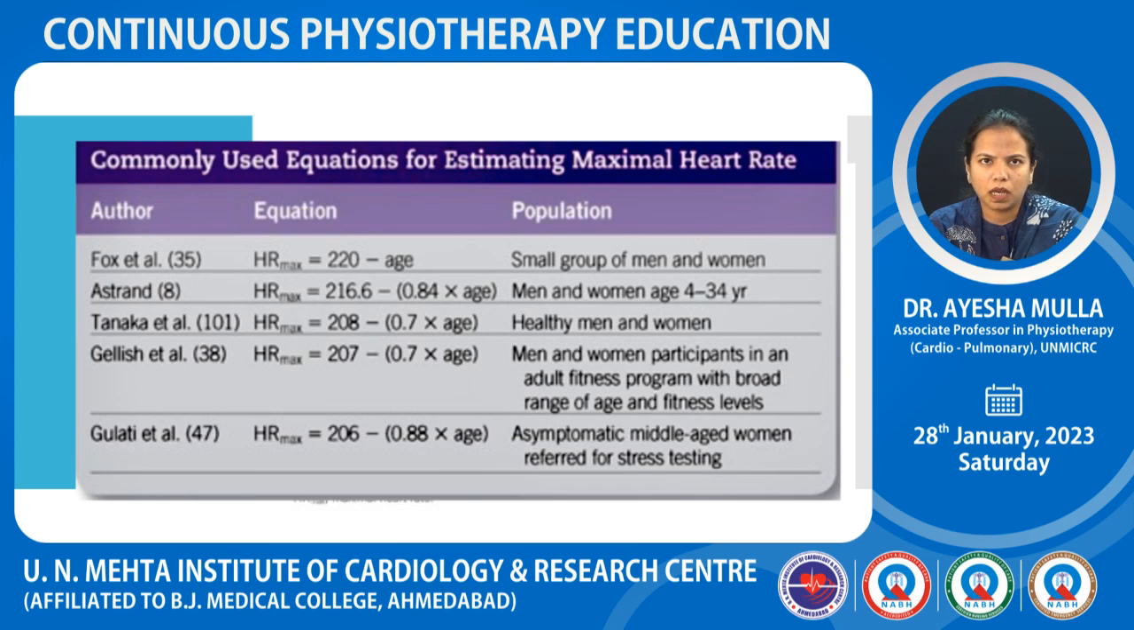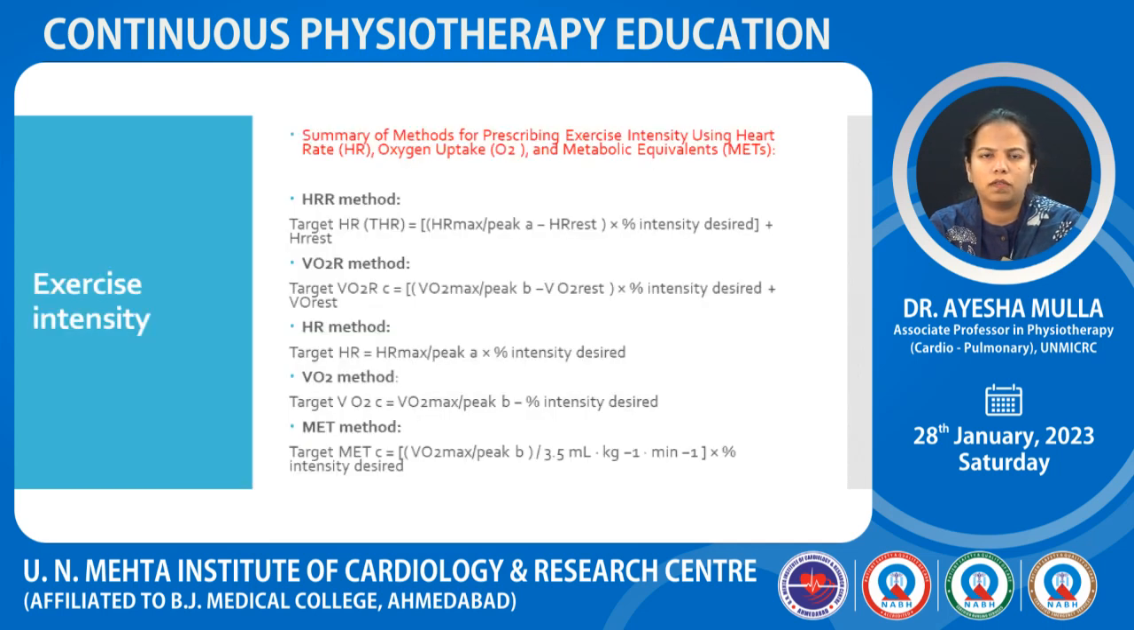Intensity can be based on the heart rate. So heart rate max can be decided based on the following formula. Generally we use 220 minus age and it is indicated for both men and women. Apart from that we can also use other formulas like this. So decide the HR max. From the HR max we can derive the heart rate reserve. So these are the various formulas from which we can derive the exercise intensity.